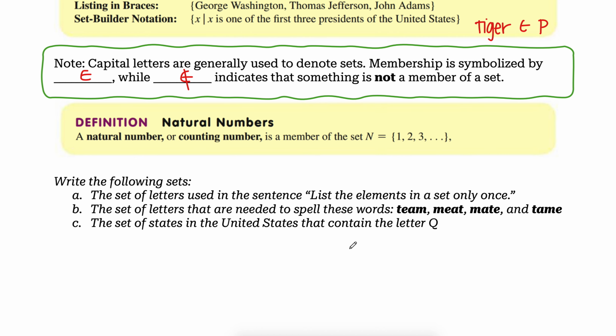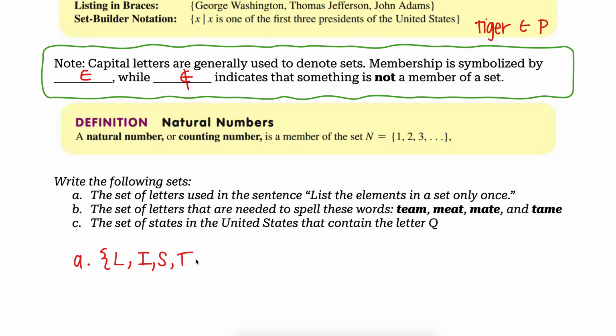It says, write the following set. Part A, the set of letters used in the sentence. List the elements in a set only once. When you're writing out a set, there's 2 things that are important. One, you don't need to repeat things. So for instance, in this sentence, the letter L comes up multiple times, but when I'm dealing with it in a set, I only need to write it once.